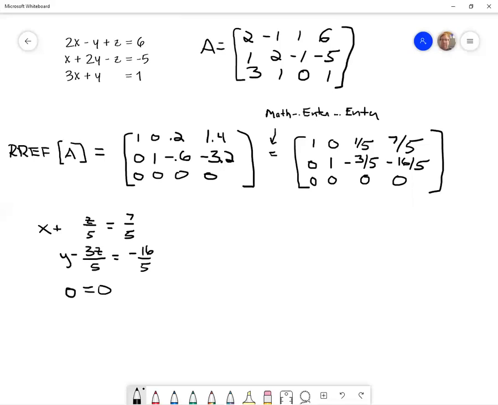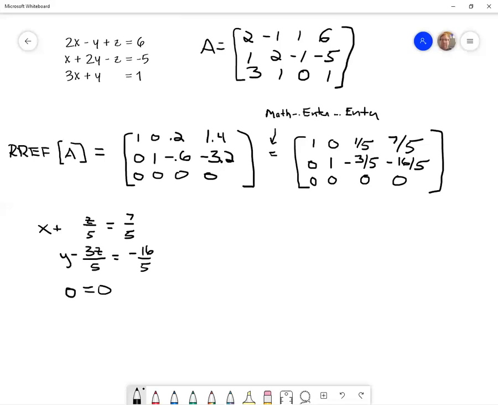My second equation is 0 x's, so I didn't bother writing the x's. 1y minus 3/5 z, or 3z over 5, because it's the same thing, equals minus 16/5, and 0 equals 0. That 0 equals 0, again, is called a redundant equation.